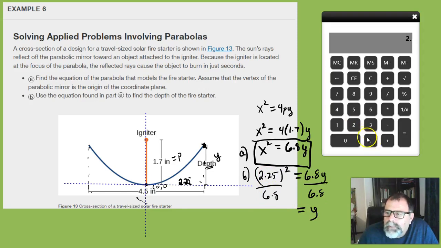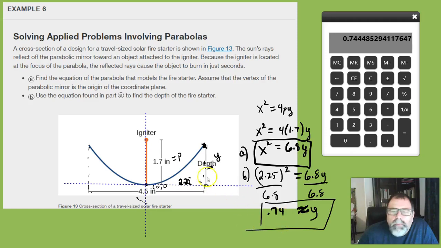Okay, I'm going to use my cheesy calculator here. 2.25 squared is 2.25 times 2.25, and then divided by 6.8. So it's 0.74. Let's see how many places. They didn't tell us how many places to round it to. So about 0.74. We should use the squiggly equals since we're rounding. Okay, so 0.74 inches.